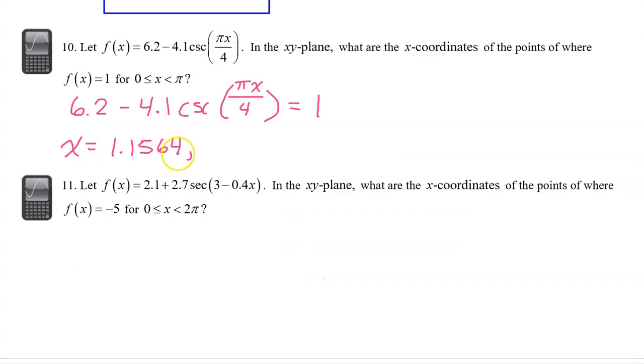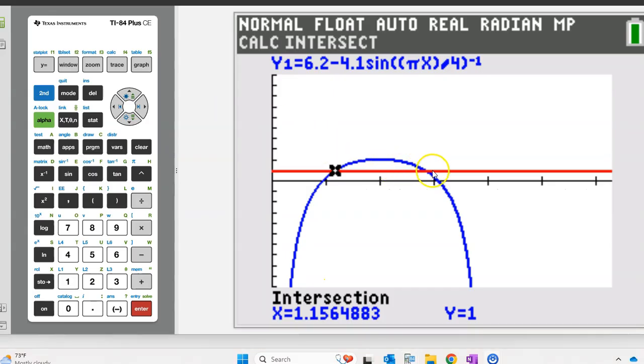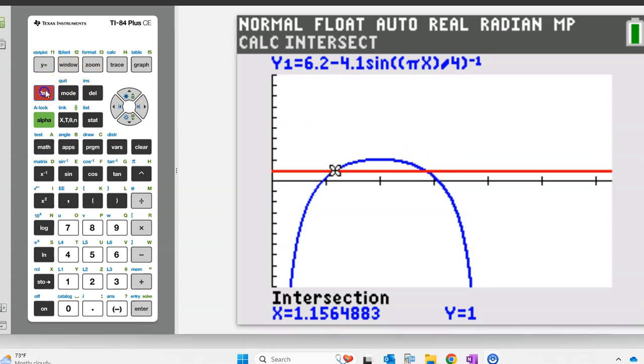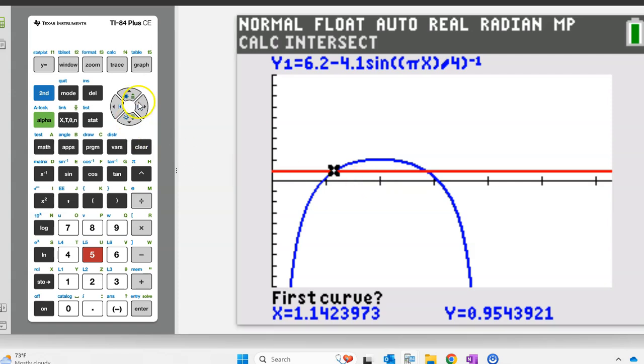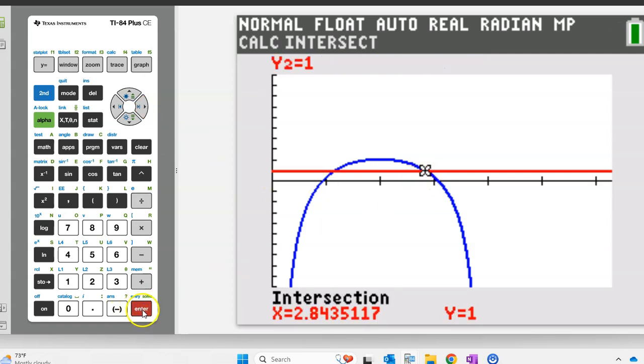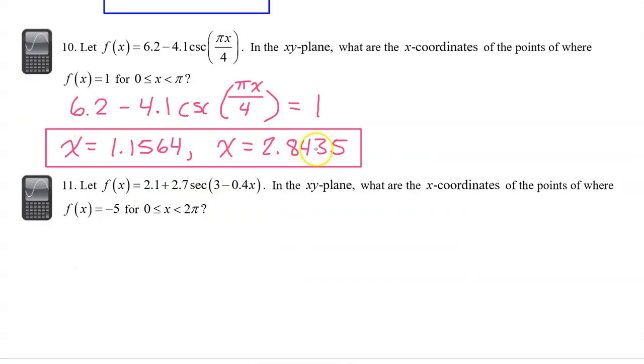4 decimals, don't try to round. Now let's find the other intersection point. Second trace, option 5. Slide on over to the other intersection point and hit enter 3 times. Enter, enter, enter. There it is. These are the x-coordinates of the 2 intersection points.